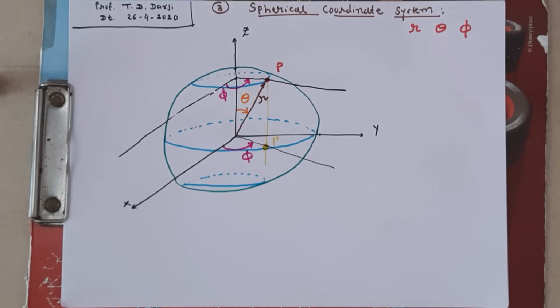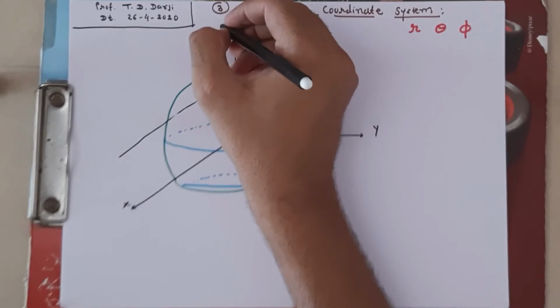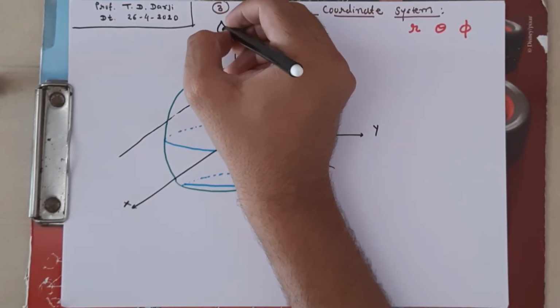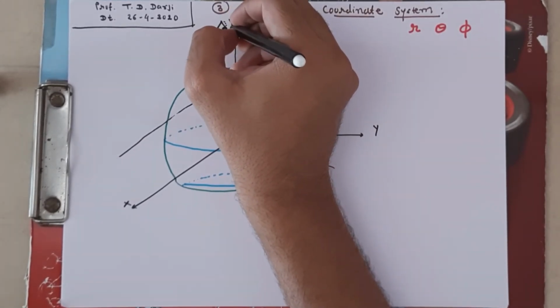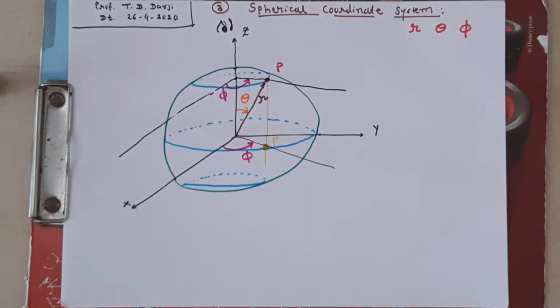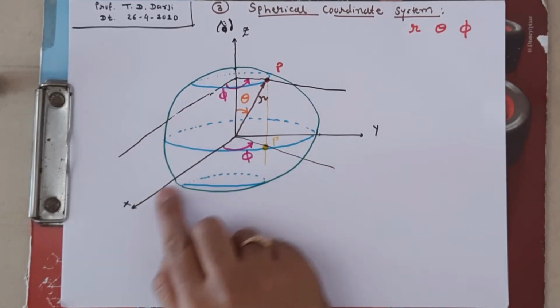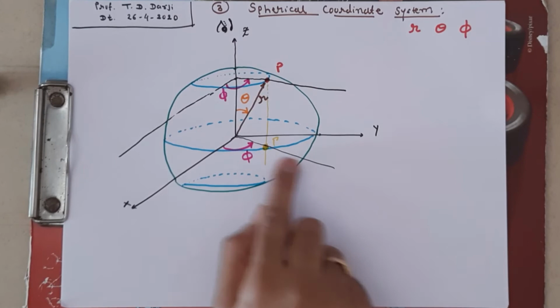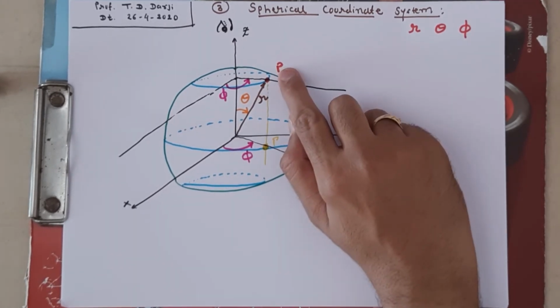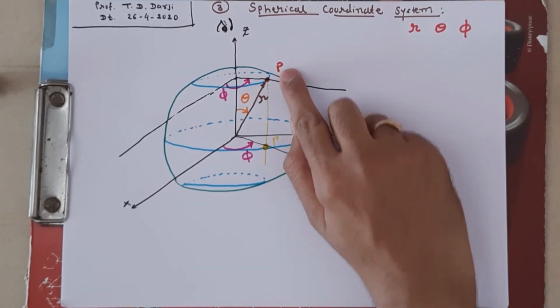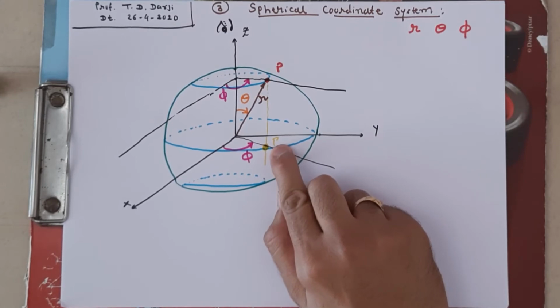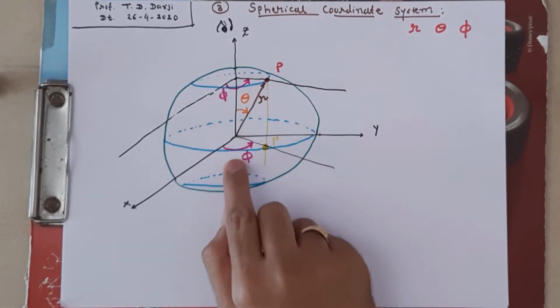If I look at this figure from the top side, these two lines both intersect. This P is the original point, but this P is the shadow of the point. Phi and phi are both the same.